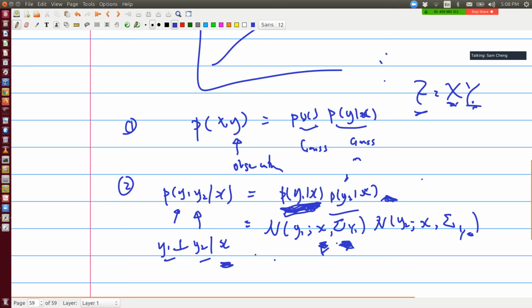What's different between this one? Is this y2 also the same x? Same x, but y2 can be different, the variance and covariance can be different. Okay, that's right. So then let's see how we multiply this.